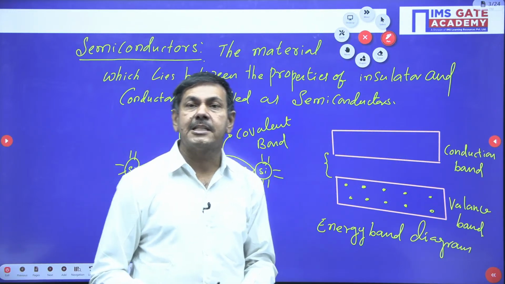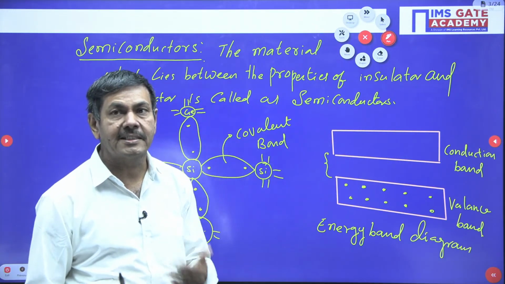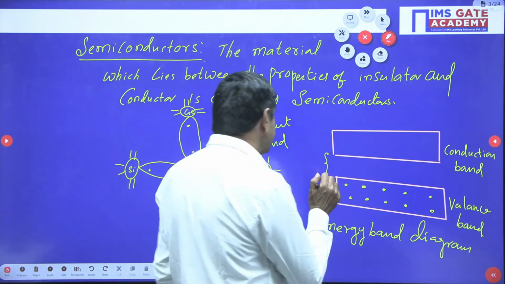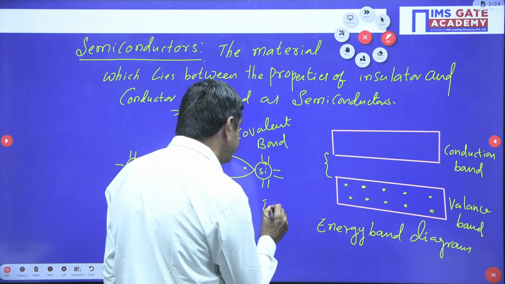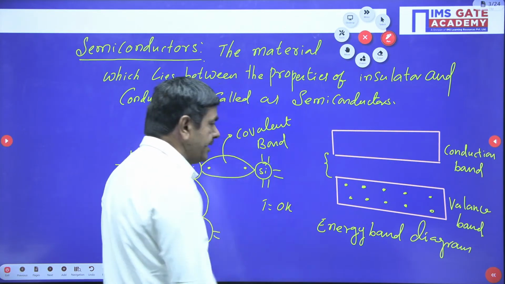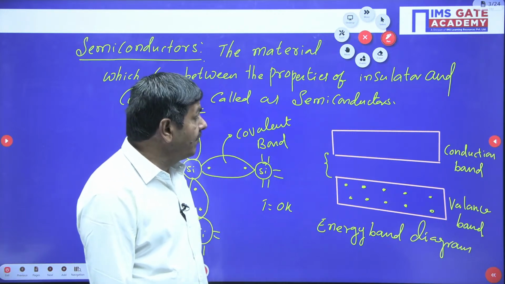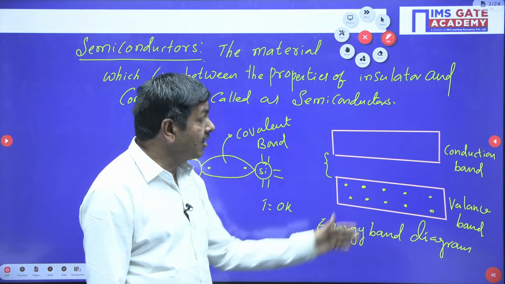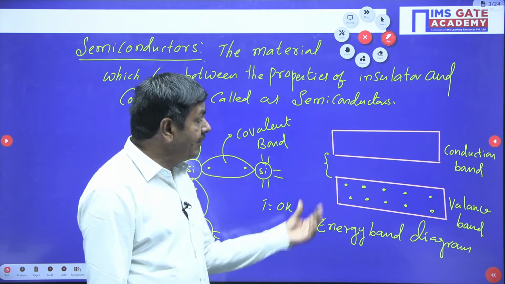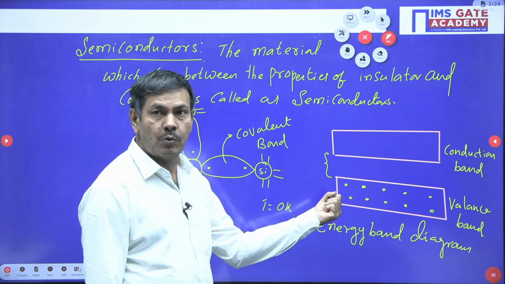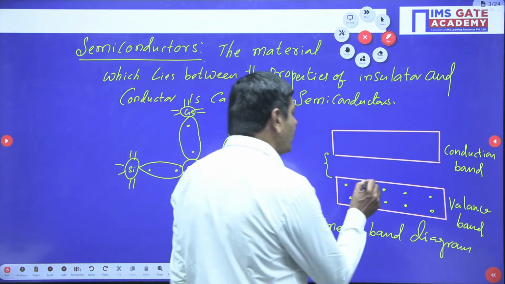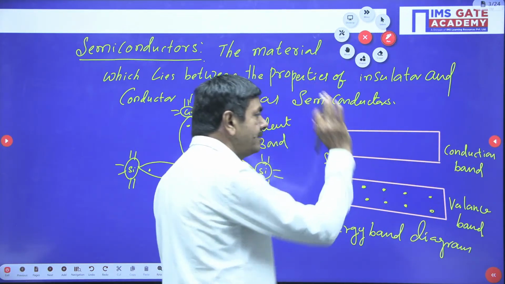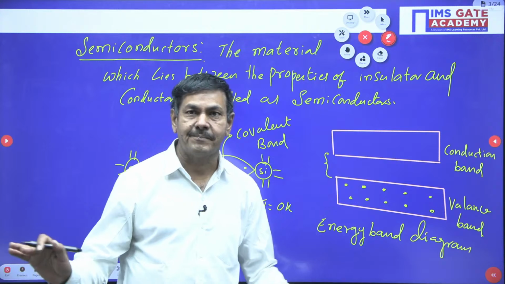When is conduction possible, you can understand now. Suppose I maintain the temperature at 0 Kelvin. At that time I cannot find any liberation of electrons from the valence band. No electrons will come out of the valence band. All of them lie within the covalent bond. At that time no electrons reach the conduction band. The conduction band is fully empty.